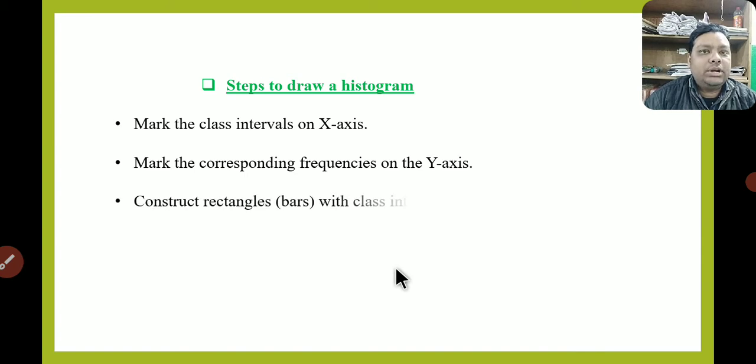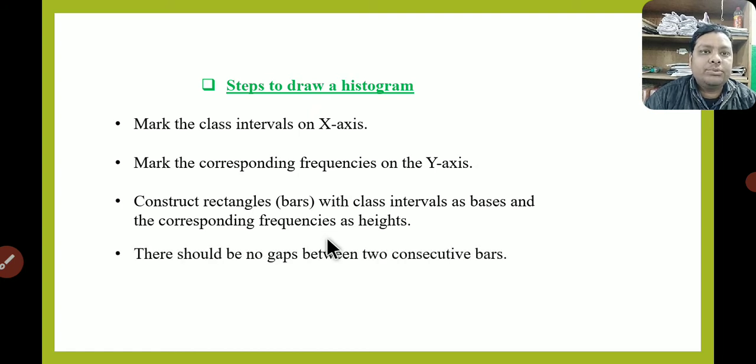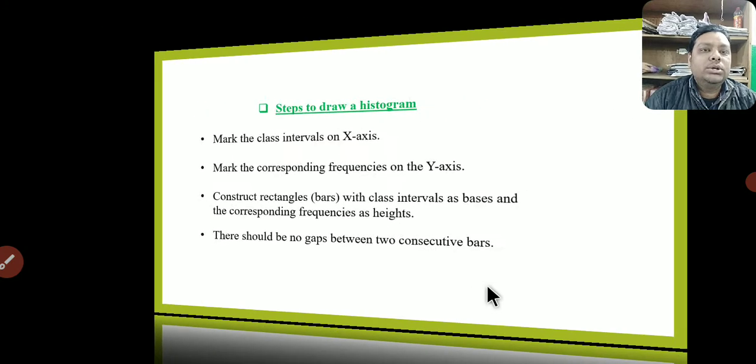Then we will construct rectangles, or bars, with class intervals as bases and the corresponding frequencies as heights. The fourth point is that there should be no gaps between two consecutive bars. Because in a bar graph we leave a gap, but in a histogram we should not leave any gaps between two consecutive bars. So let's understand with this one question.